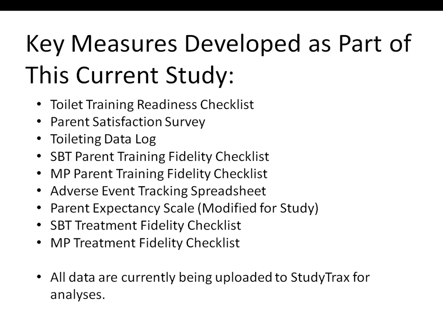Then we also developed a fidelity checklist for both groups, an adverse event tracking sheet. We modified an existing parent expectancy scale so we can have a sense of whether or not parents' expectations for success serve as moderator variables in the study, and then fidelity checklists for both the interventions.